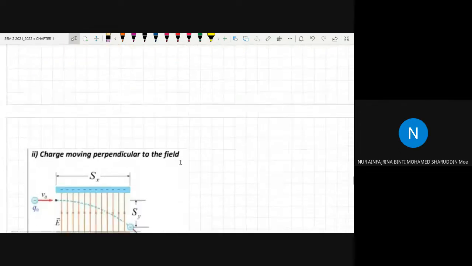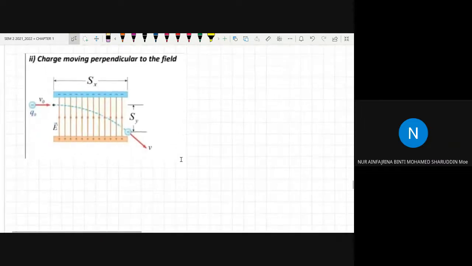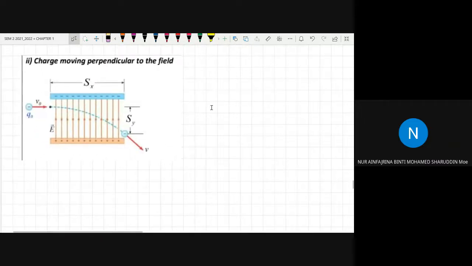Okay, so the second case adalah charge moving perpendicular to the field. So, charge moving perpendicular to the electric field. Mari kita tengok macam mana tu. Electric field sama juga. Dia akan keluar daripada positive plate to negative plate. So, this is electric field. Yang warna kuning misalnya itu adalah electric field. Mesti kena ulang banyak kali ya, korang takut korang lupa.